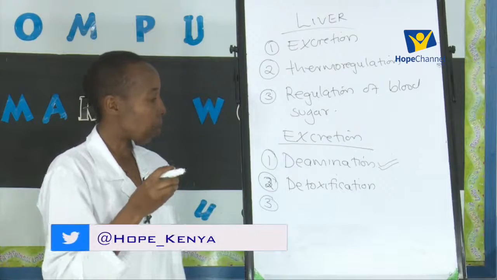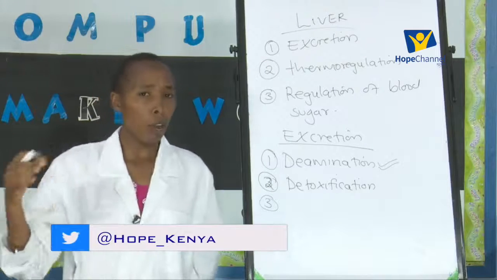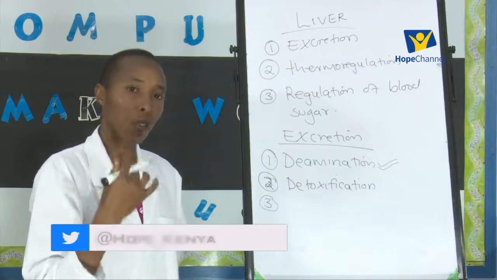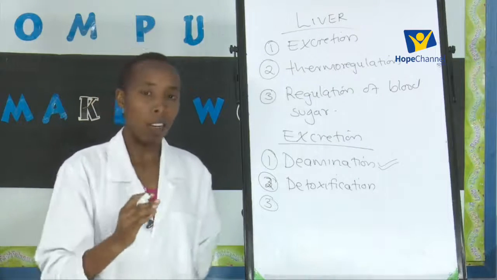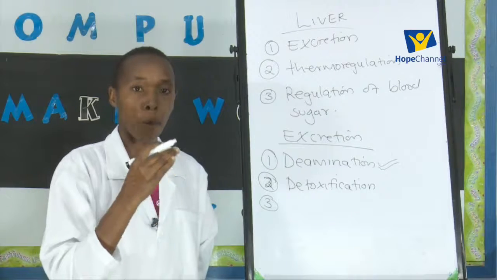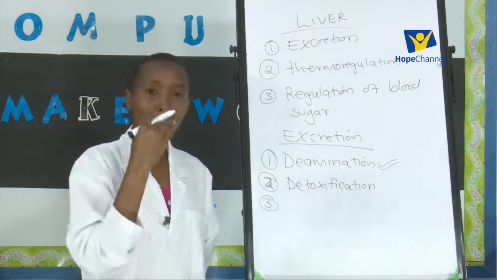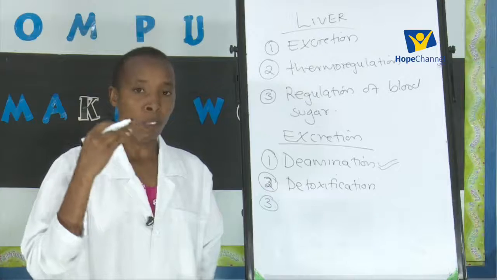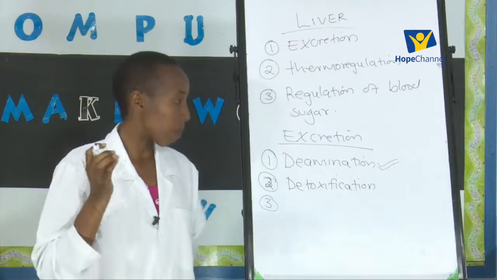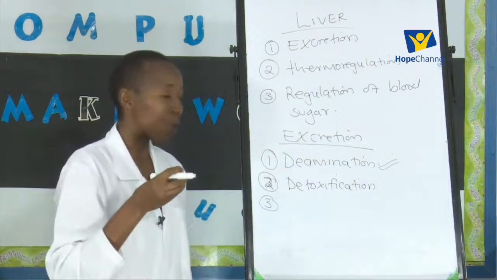The hepatic portal vein has blood rich in all the useful substances that are formed after digestion. Remember, during digestion, all carbohydrates are broken down to simple sugars, for example glucose. All the proteins are broken down into amino acids. All the lipids are broken down into fatty acids and glycerol. Once all these substances have been absorbed into the bloodstream, they flow to the liver.